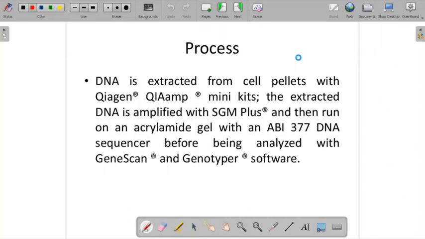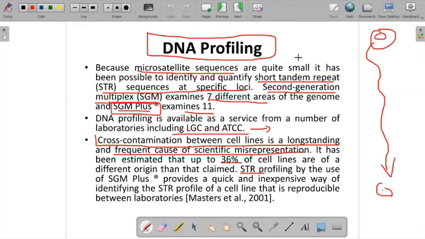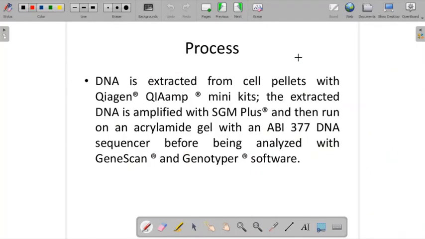DNA profiling is again useful in DNA barcoding, or to barcode different species. That is another topic, but you should be aware of this term. That's why I'm telling you. What exactly is the process of profiling? DNA is extracted from cell pellets, right, with the help of several kits. Many kits are there. I have written some examples of kits.